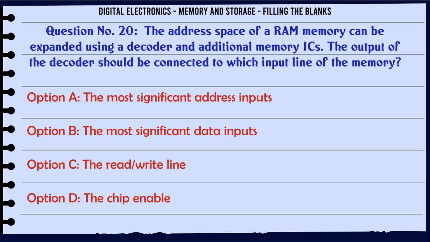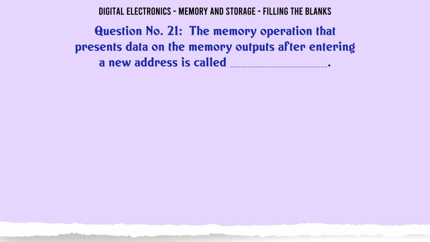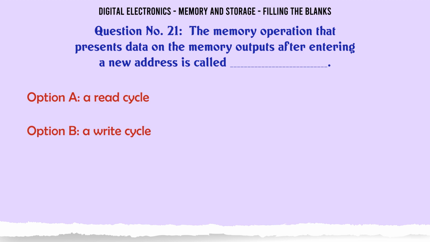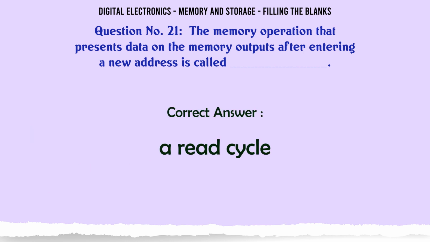D. The chip enable. The correct answer is the chip enable. The memory operation that presents data on the memory outputs after entering a new address is called A. A read cycle. B. A write cycle. C. A refresh cycle. D. A chip select. The correct answer is a read cycle.